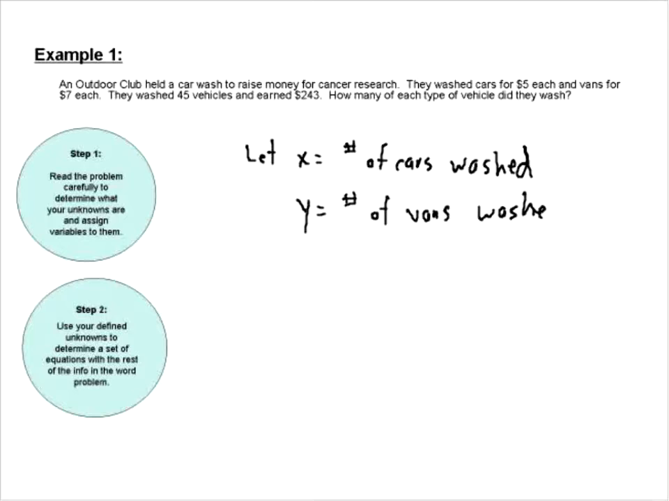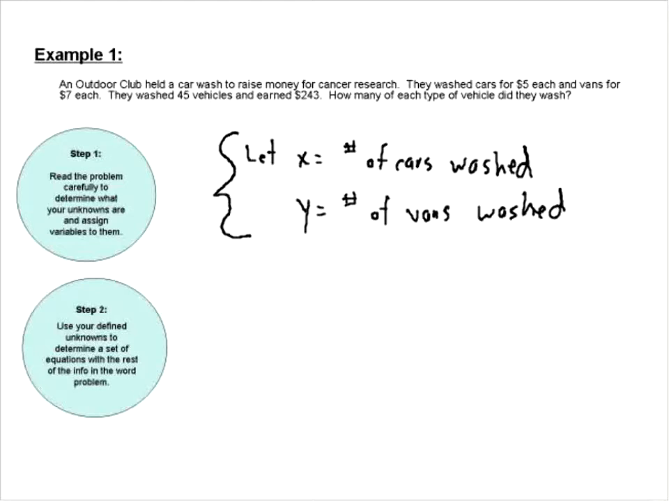I haven't done any math. I haven't even tried to think about solving this problem yet. All I've done is defined our unknowns. So here is step one. Read the problem carefully, determine what the unknowns are, and assign variables for them.